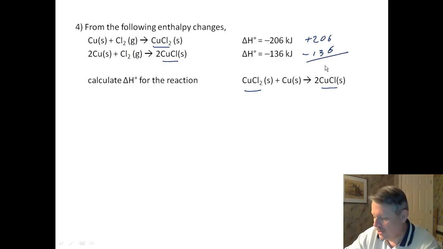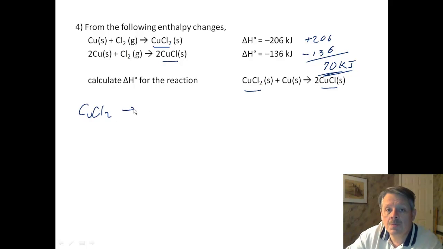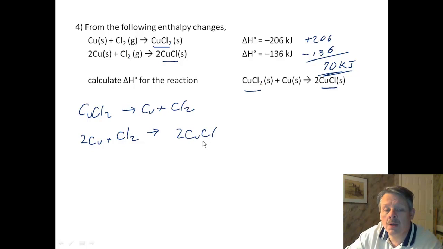So if I take those and subtract them, I get 70 kilojoules. So 70 kilojoules looks like it should be the right answer. Let's see what happens. Let's take this first one and reverse it. So it's CuCl2 becomes Cu plus Cl2. And my second one we said was okay as is, so that's 2Cu plus Cl2 gives me 2CuCl. All right, well, let's see what happens.